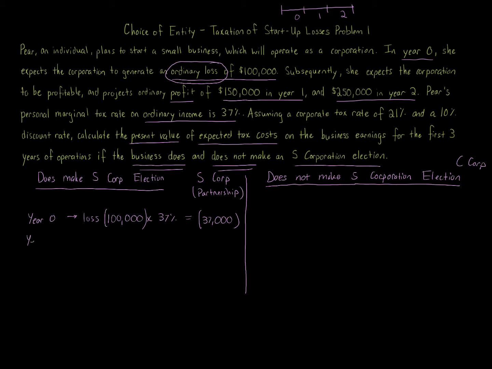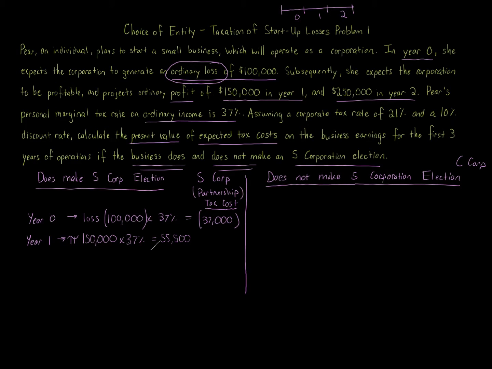Now, let's go and look at year 1. So, year 1, we're told we have profit, and I'll put pi for profit, that's the sign for profit, $150,000. And we multiply that by our tax rate, 37%. We're going to get $55,500 of positive tax owed. So I'm not putting this in parentheses here because it's a positive number. That's the amount of actual tax that we owe. So this is our tax costs, and we're looking over the 3 years. Now, I'm not putting it in this item yet because we have to present value this.